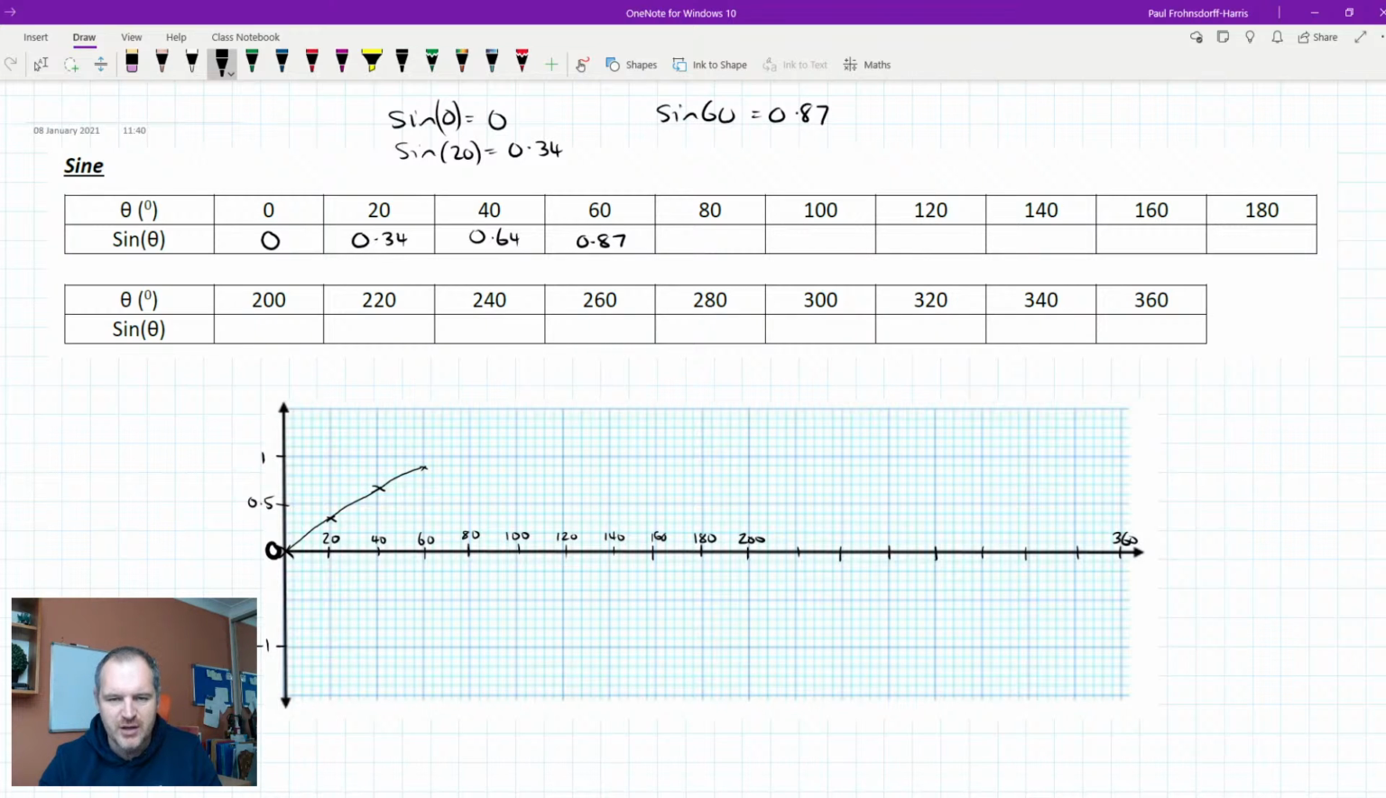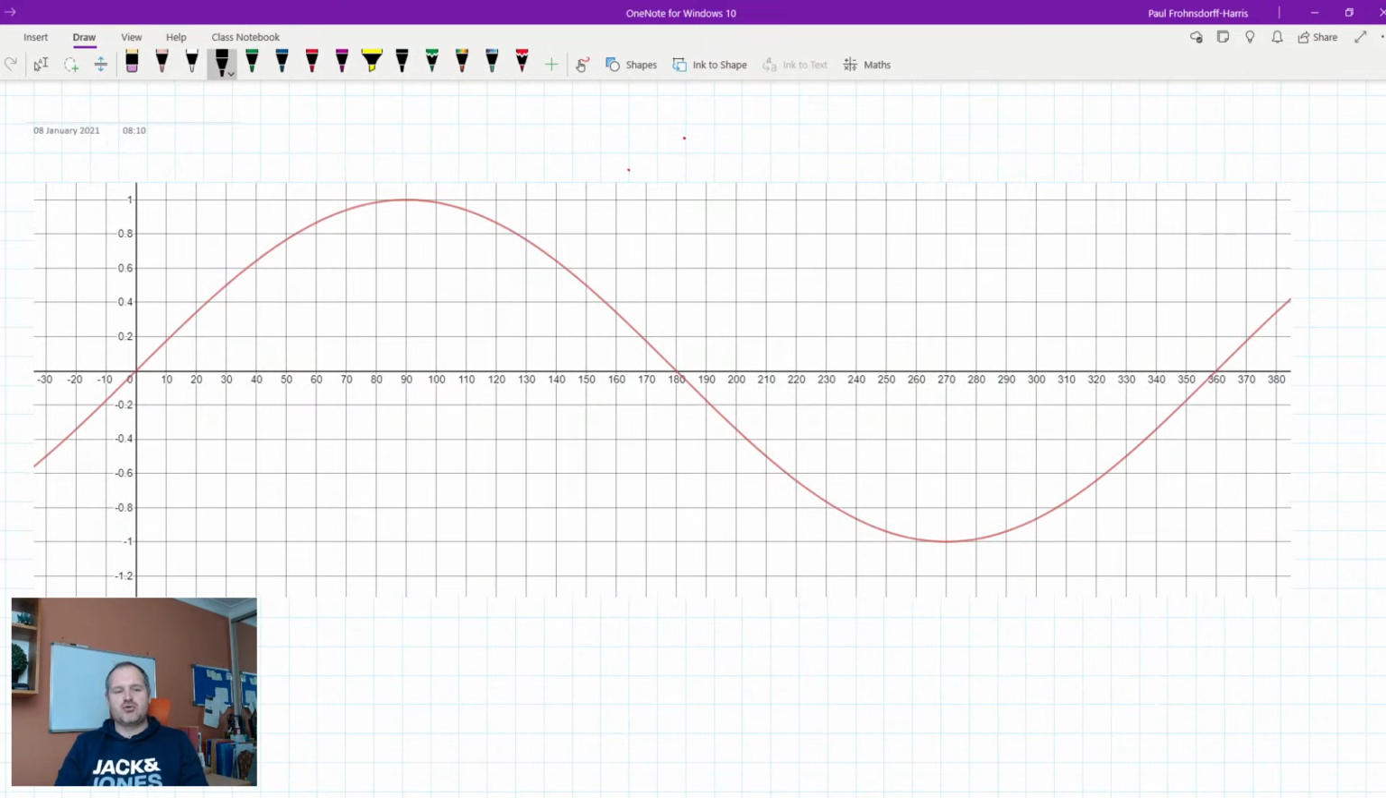So let's see what happens a bit later. I've put it in the oven. I've left it cooking, and this is the graph you end up with. You'll notice my one goes up in tens here. I've used a bit of software called Desmos, which is an online thing you can use to get graphs up. And this is what the sine curve looks like.